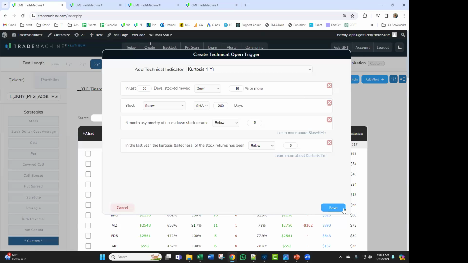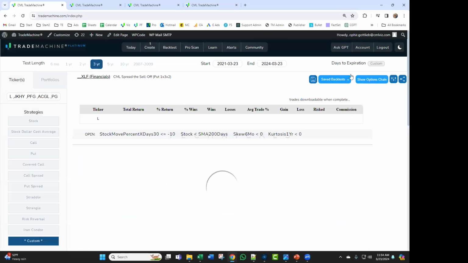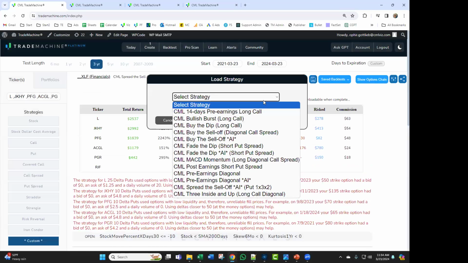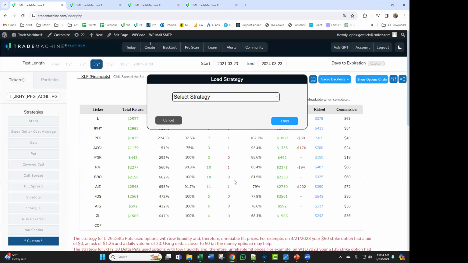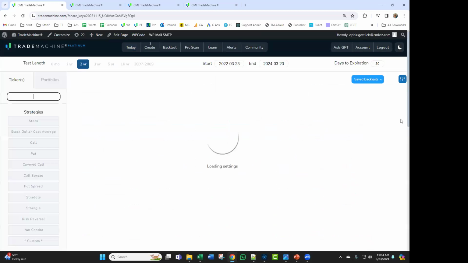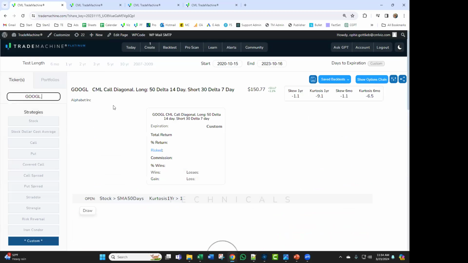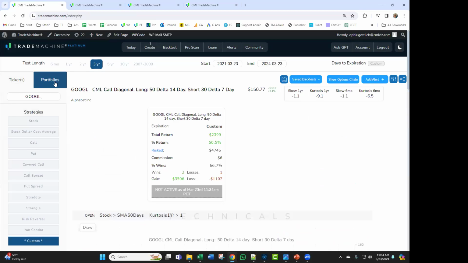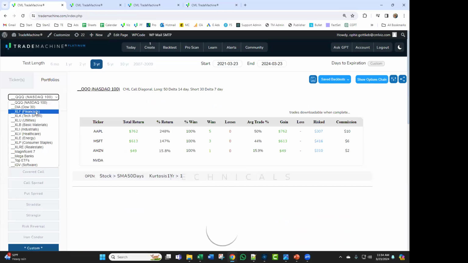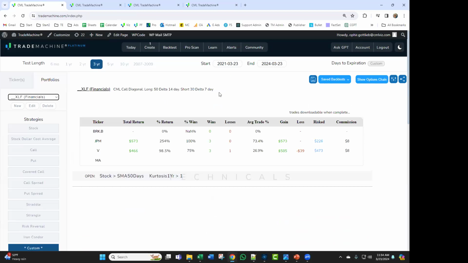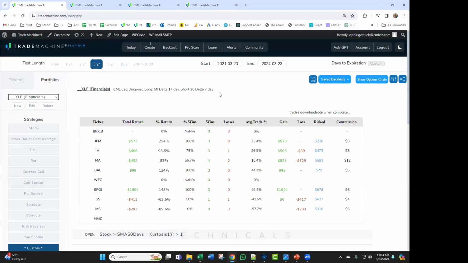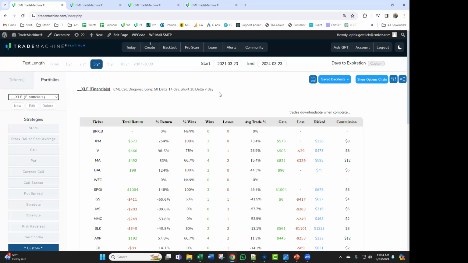Okay. How about the next strategy? The next thing I want to do is the pre-earnings diagonal. That's for a bull market, pre-earnings diagonal with AI. I'll load it. Let TradeMachine do its thing. I'll go to 3 years. I'll go to portfolios. And what I want to look at here first and foremost is, are the results good enough overall in the sector for me to pick the best?